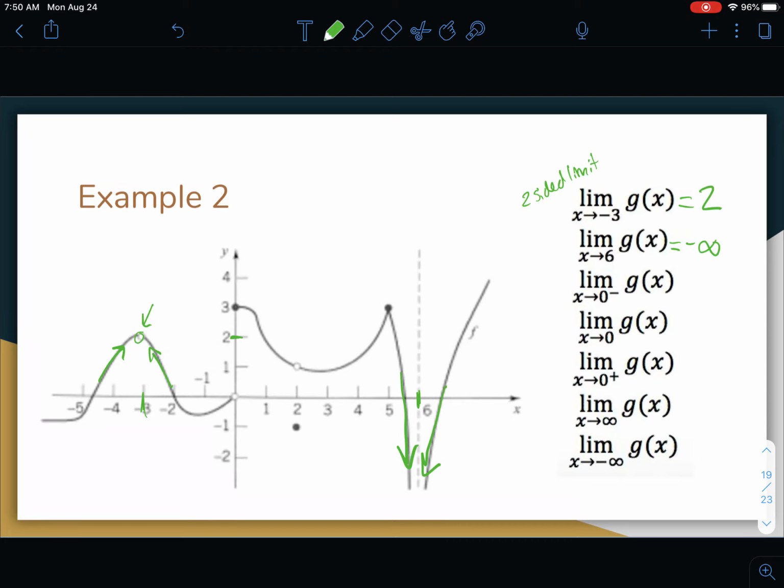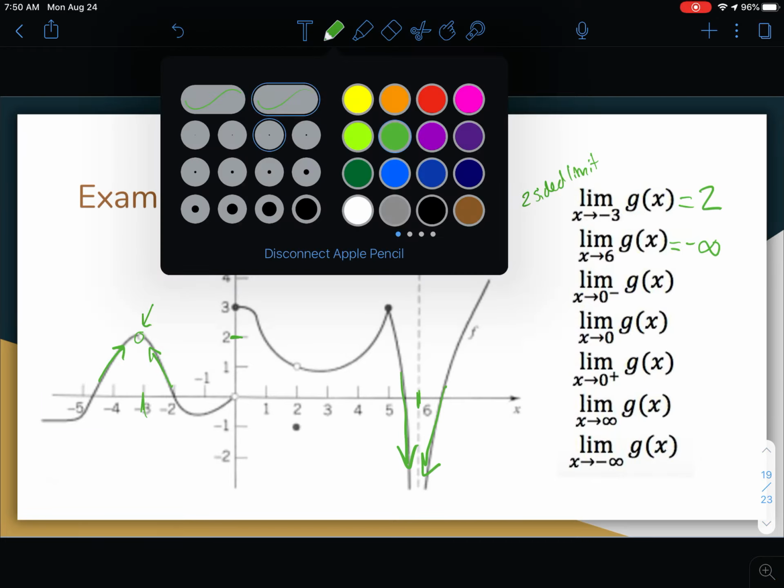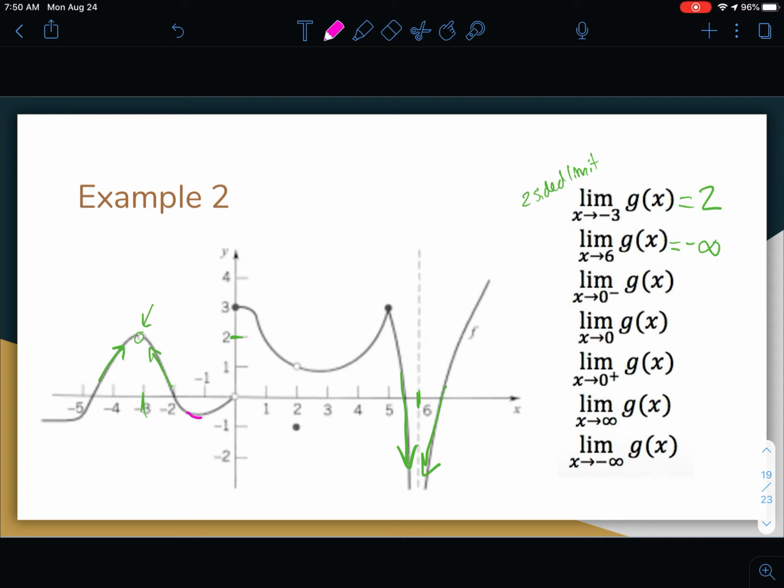Now let's look at a one-sided limit as x approaches 0 from the left. So let's take a look at this one. As we're approaching 0 from the left, we're getting closer and closer to 0. I'm going to skip this next one, go to the one after. As we approach 0 from the right, where am I going closer to? To 3. Now, since these two are not equal, the two-sided limit of g of x as x approaches 0 does not exist.